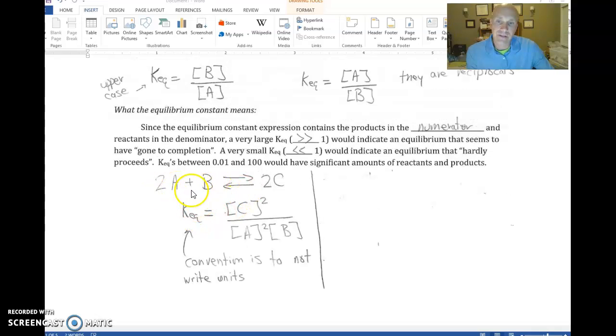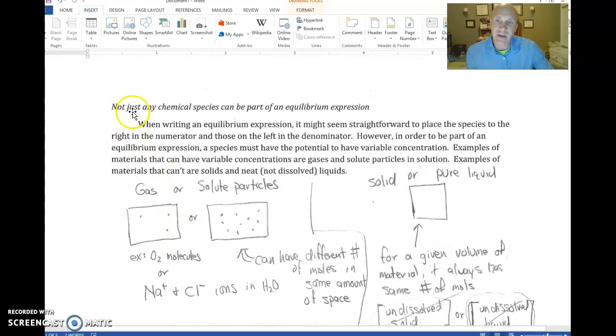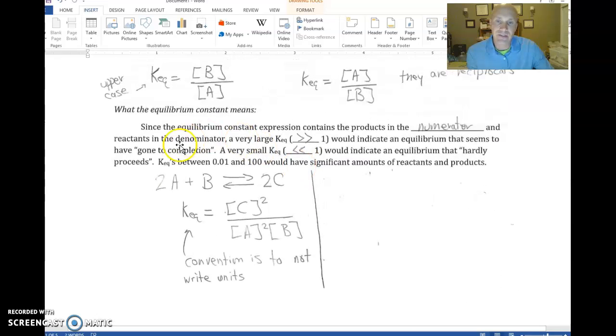So while writing these KEQ expressions might seem fairly straightforward if you've got a balanced reaction, there's one thing to remember when writing these, is that not just any chemical species can be part of the equilibrium expression. All right. So what that means is if I give you a reaction right here, just because it exists in this reaction doesn't mean that it necessarily would go into the expression.